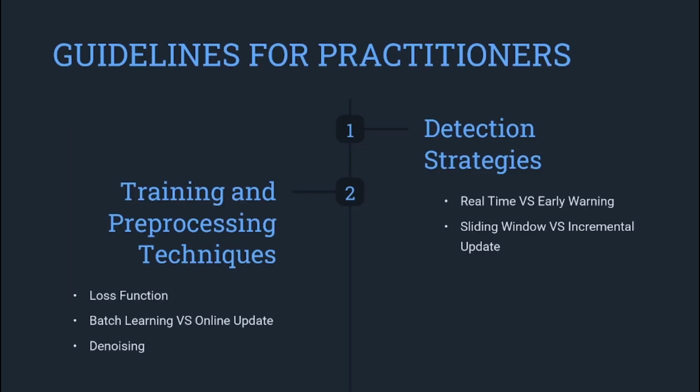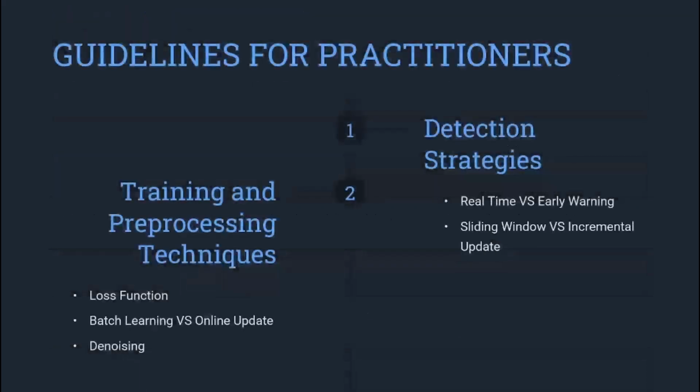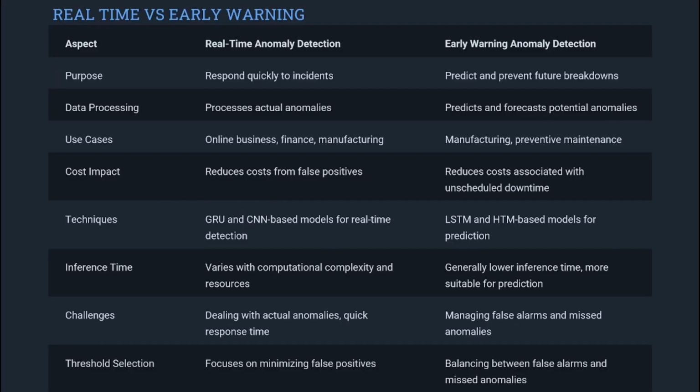And now, what are the guidelines for new practitioners? There are various detection strategies such as real-time versus early warning and sliding window versus incremental update. And then there are training and pre-processing techniques that we are going to discuss, which are loss function, batch learning versus online update, and denoising.